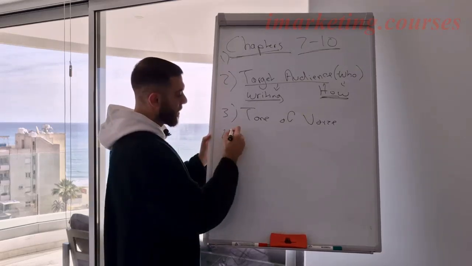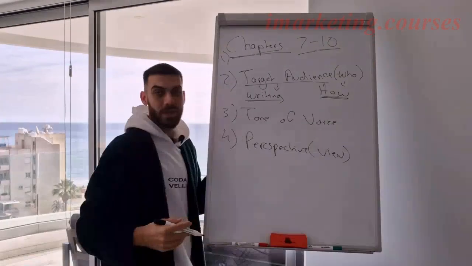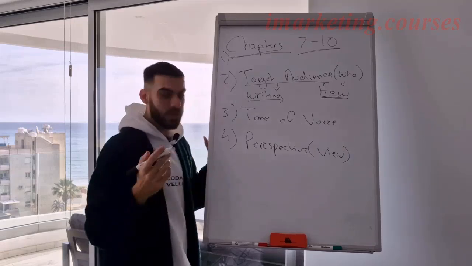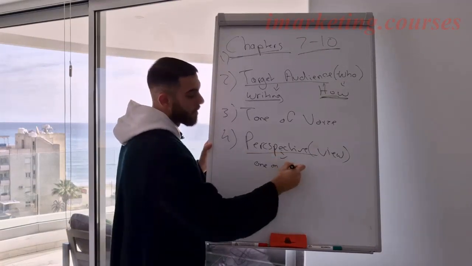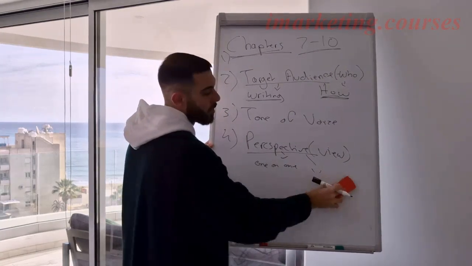Another thing you can talk to them about is the perspective or the view. I'm not quite sure what the word is. Is it in first person? Is it in third person? Is there a narrator? These are all the different things you need to think about. Are you talking to them as if it's just a one-on-one? Or are you talking to them as if you're talking to a lot of people? You need to think about exactly how you want the ghostwriter to write your book.